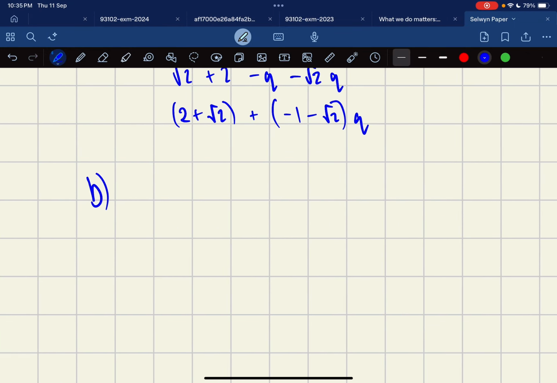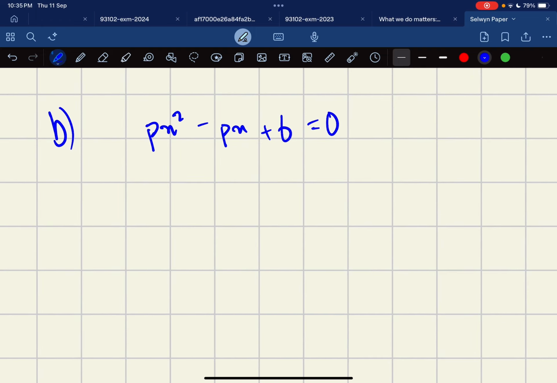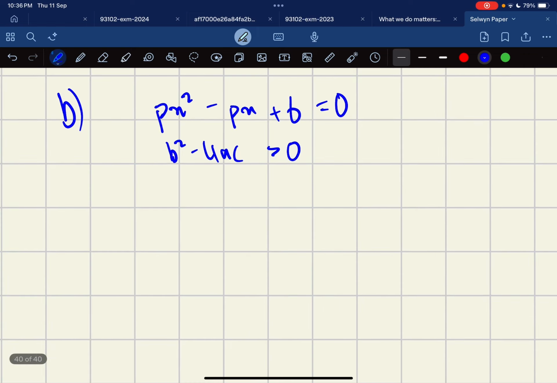Part B is going to be find the values of p so that the quadratic equation px squared minus px plus c equals 0 has real and distinct roots. So real meaning the discriminant is greater than 0, and distinct meaning that there are 2 roots, and so it's greater than 0. So we want b squared minus 4ac being greater than 0, b being the negative p, and then squared, minus 4 times a, which is p, and then c, which is 6, greater than 0.